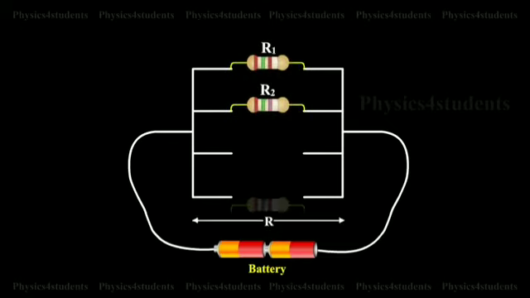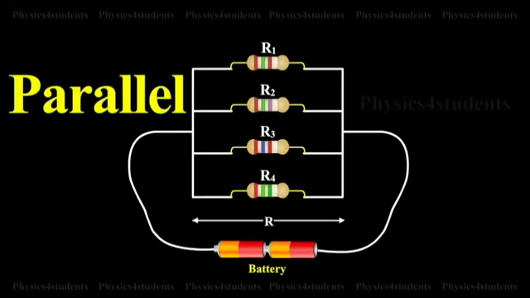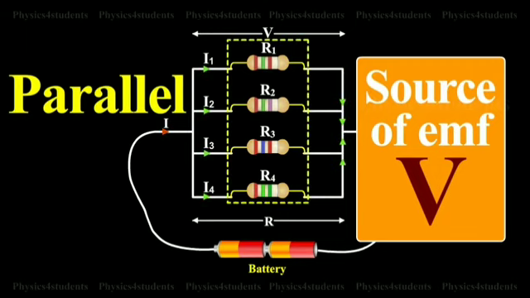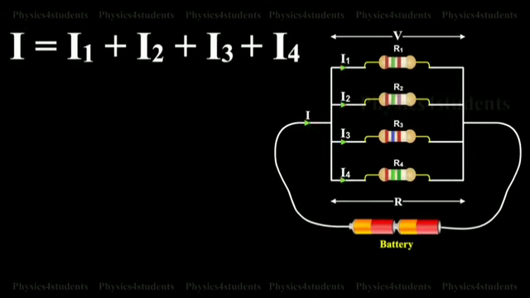Resistors are in parallel when they are connected across the same potential difference. In this case, the total current I that leaves the battery is split into three separate paths. Let I1, I2, I3 be the current through the resistors R1, R2, R3 respectively. Due to the conservation of charge, the total current in the circuit I is equal to the sum of the currents through each of the resistors. So, source of EMF, electromotive force V. Here I is equal to I1 plus I2 plus I3 plus I4, like this.